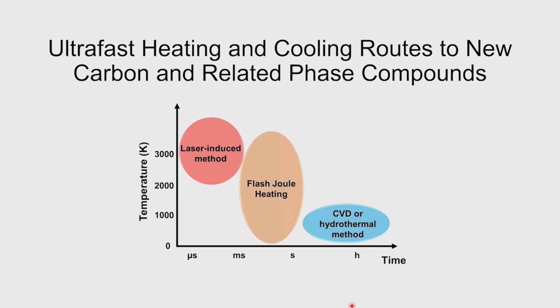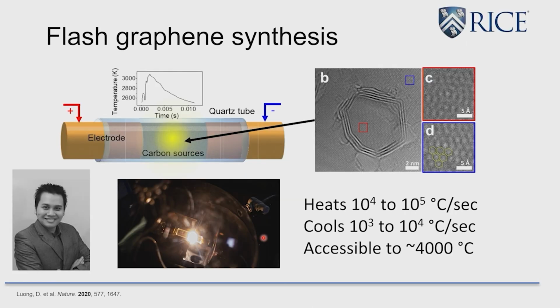I've spoken before in this conference, but this method that we're talking about today is flash joule heating. It sits in this regime. We've done other work with laser-induced graphene, and that's formed in microseconds. CVD or hydrothermal methods usually take minutes to hours. This forms in milliseconds to a second, somewhere in that region. So it's very fast formation.